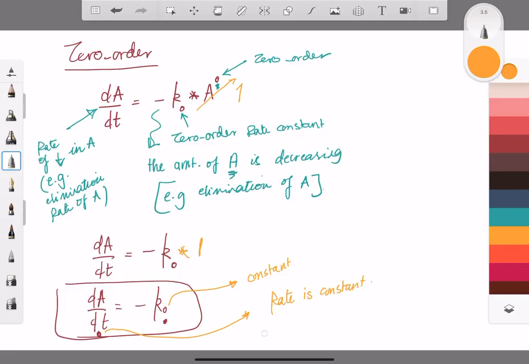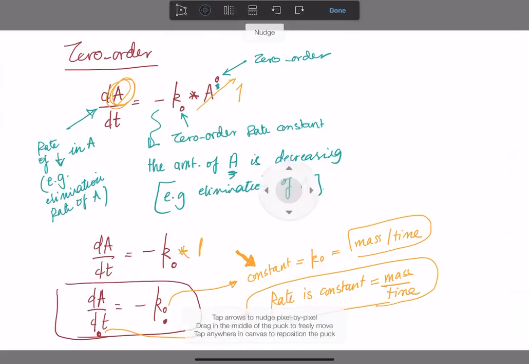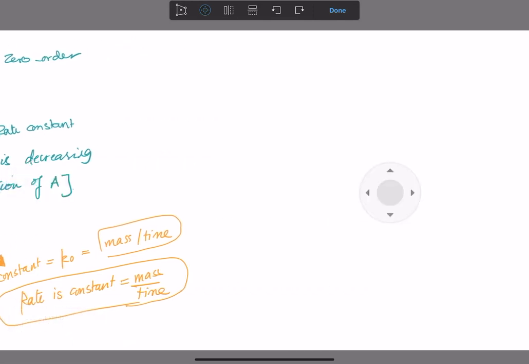Okay, the unit of this is mass over time if we are talking about the mass or the amount of drug A. And accordingly, the constant, which is K naught, will have a unit of mass over time. So this is one important piece of information about the zero order constant. The unit would be the same unit of the rate that we are talking about, which is mass over time. Okay, so let's continue with the zero order reaction.